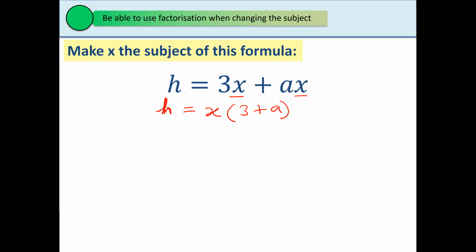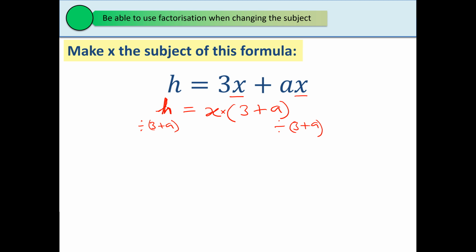Now you probably realize we've got x on its own and we've got another term next to it. So all we have to do is get rid of 3 plus a. Because it's x times 3 plus a, we have to divide by 3 plus a this side and divide by 3 plus a on the left side.